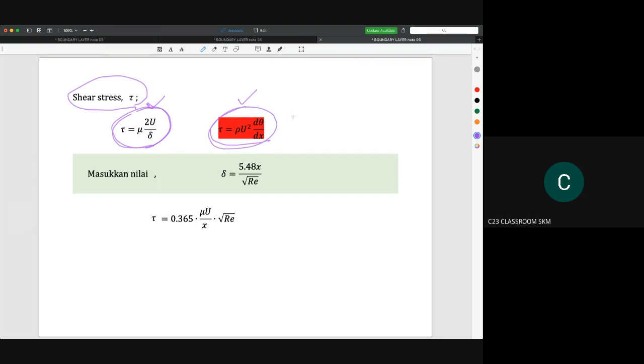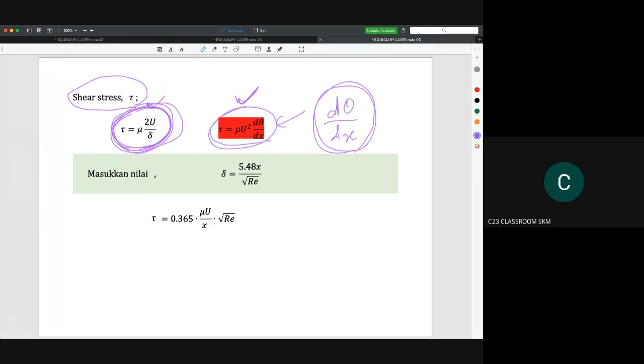If you see the equation here, it still has differential terms. It still has d theta over dx, which means the equation is not complete. So please do not use the shear stress equation from von Karman. Use the shear stress equation from Newton here, because the equation is complete.